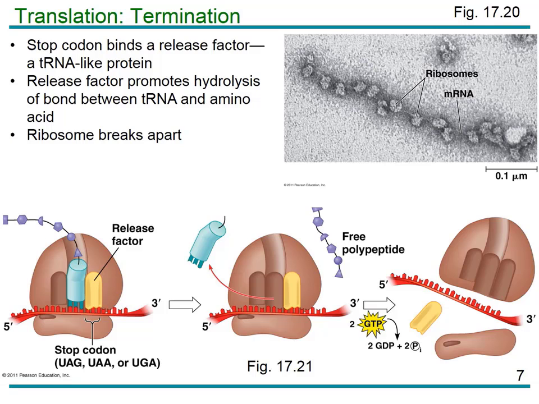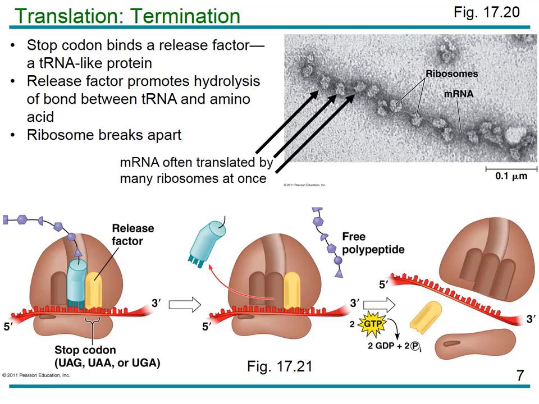One last point I want to make about this process before we move on is that mRNA is often translated by many ribosomes at once. So what you're seeing here in this scanning electron micrograph are a whole bunch of ribosomes that are all translating one mRNA at the same time. So you can see this mRNA strand running through the middle and all these ribosomes that are translating that mRNA all at the same time.